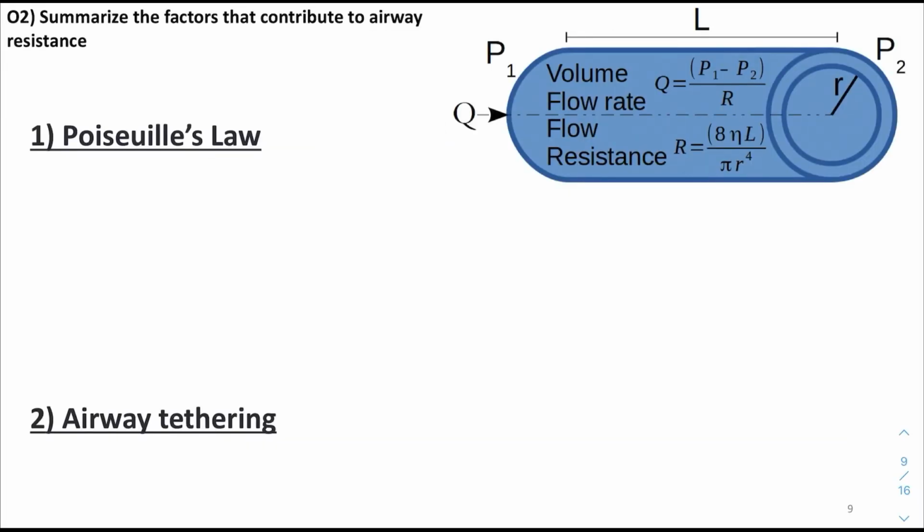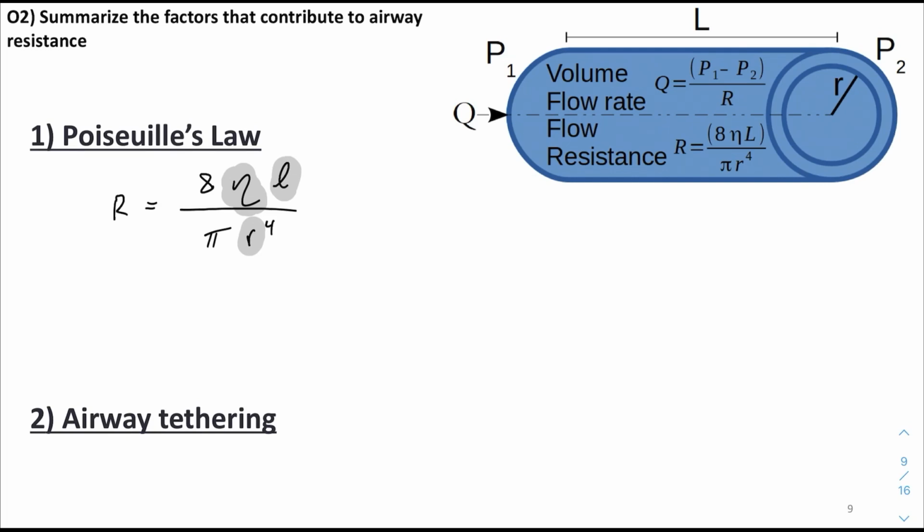We're going to summarize the factors that contribute to air resistance. All of these basically stem from Poiseuille's law, which is our old friend from the cardiac lectures. So the resistance is equal to 8 times the viscosity times the length over pi r to the 4th. So there are 3 logical chunks that stem right away from this equation: the viscosity term, the length term, and the radius term.